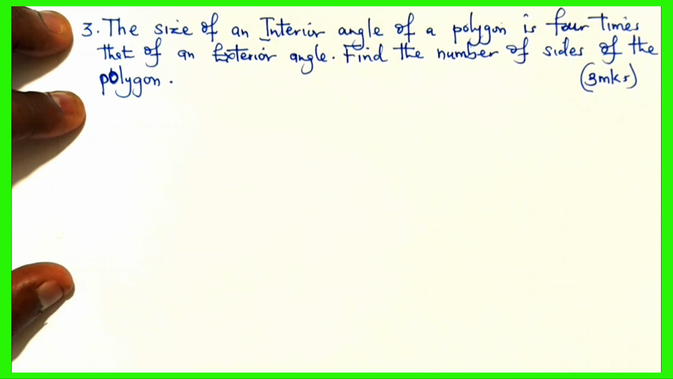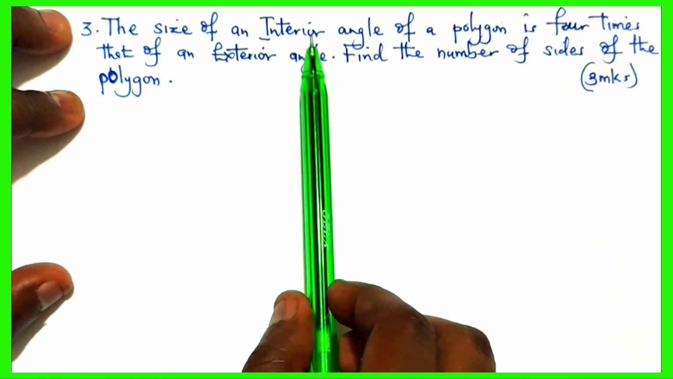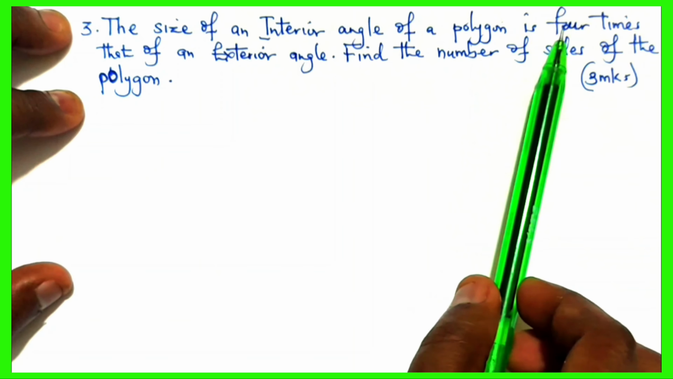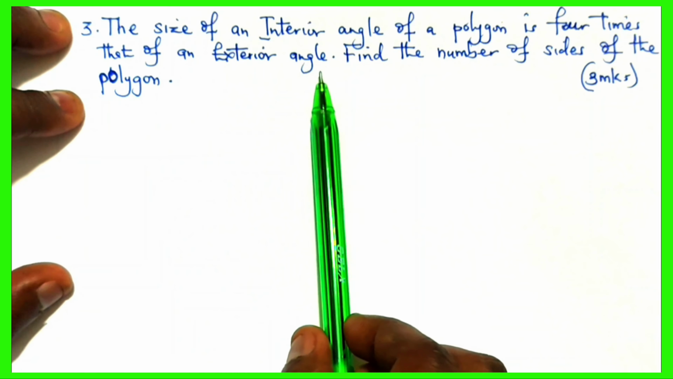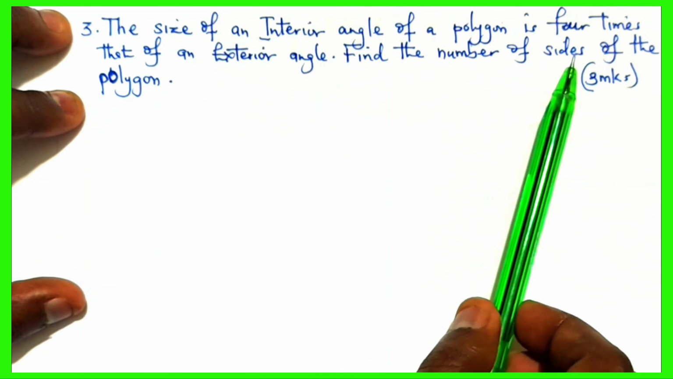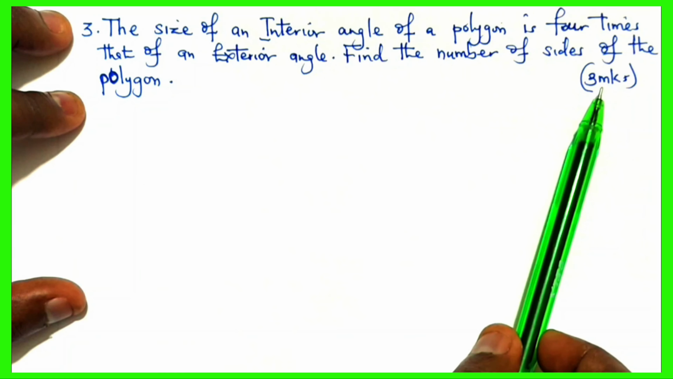The third question. The size of an interior angle of a polygon is 4 times that of an exterior angle. Find the number of sides of the polygon. 3 marks.